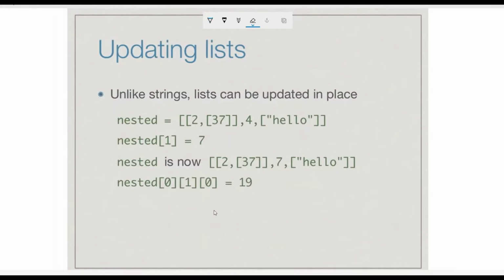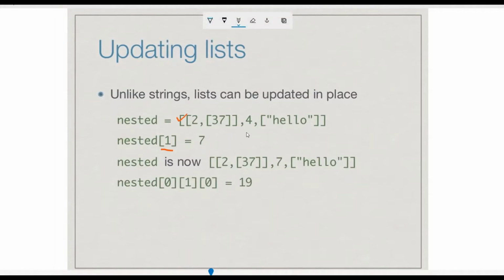This is an example on the screen: nested equals to nested list 2 comma list 37 4 and list hello. Here I want to modify the value which is present at index 1. As I have given only one index value, by default the first list will be considered. So what does it actually mean? It means index value 1 of the list.